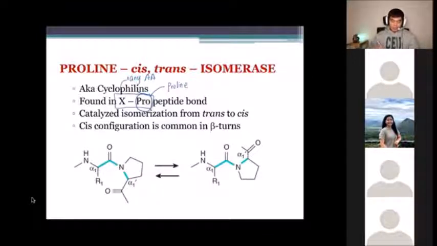So this enzyme catalyzes isomerization of the bond from being trans to cis. Okay? From being trans to cis. Kaya ang term natin ay cis-trans isomerase. Okay? Next.